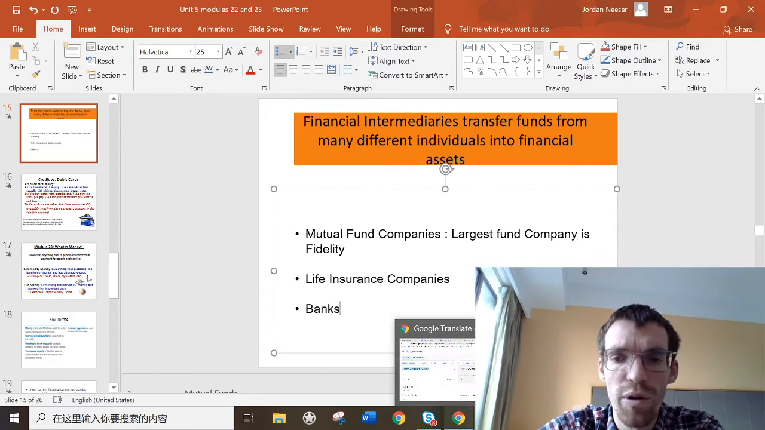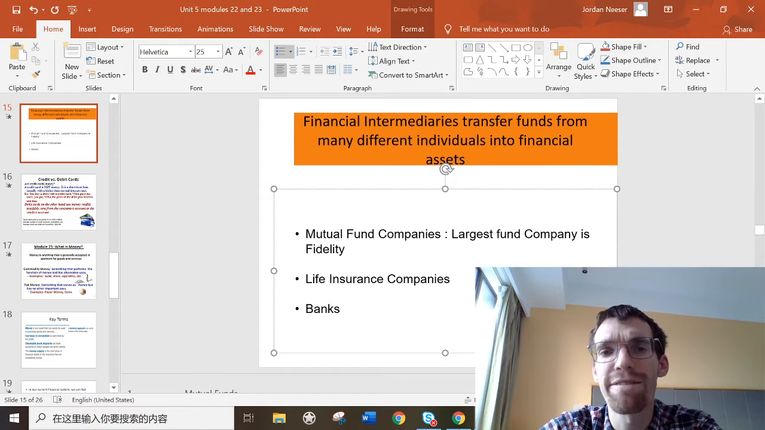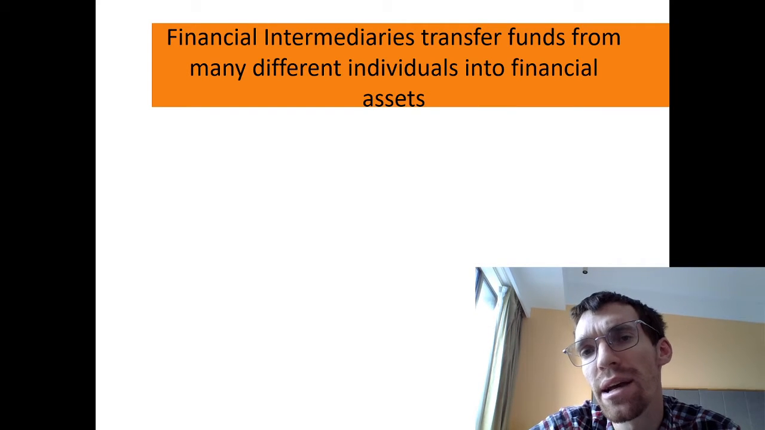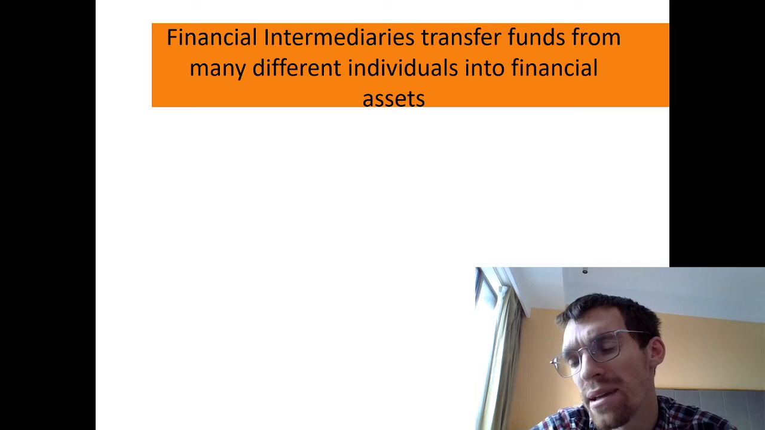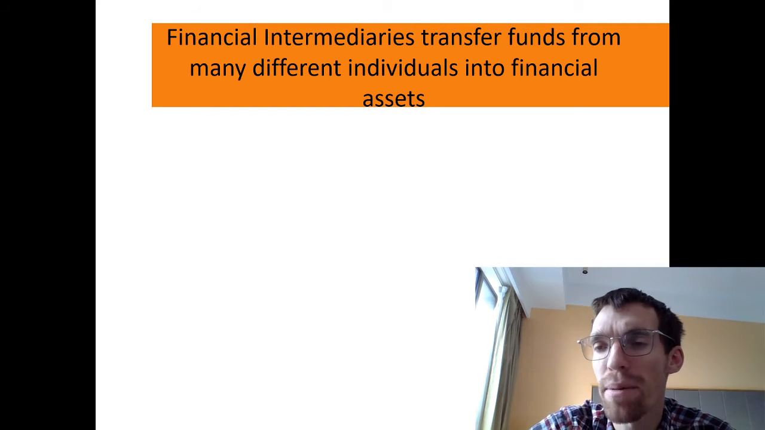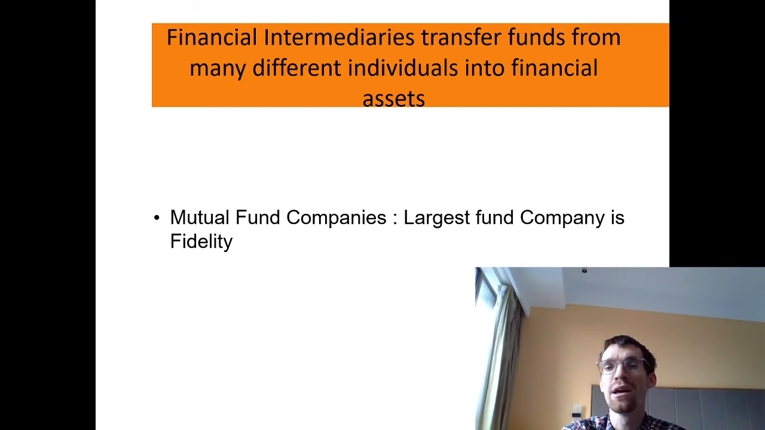Okay, so moving right along here to slide 15, we're looking at financial intermediaries. An intermediary means something in the middle, right? So a financial intermediary is a company that comes between the person who holds the money and the place where that person wants their money to go, okay? Let's take, for instance, a mutual fund company like Fidelity.